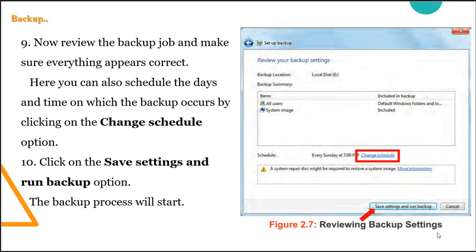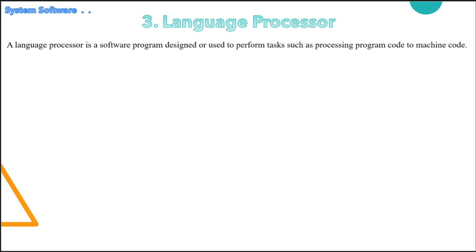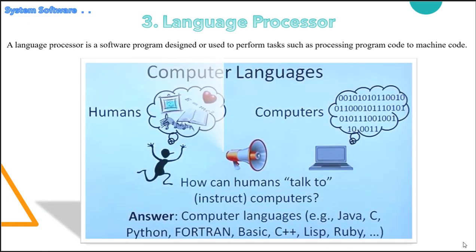So here we are done with our utility software. Next topic is language processor. A language processor is a software program designed or used to perform tasks such as processing program code to machine code. You all know that a computer understands instructions in machine code, that is in the form of zeros and ones. It is a tedious task to write a computer program directly in machine code. The programs are written mostly in high level languages.